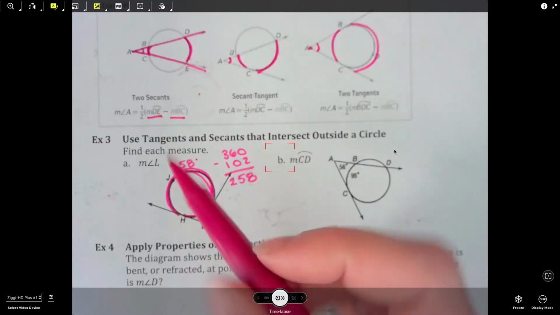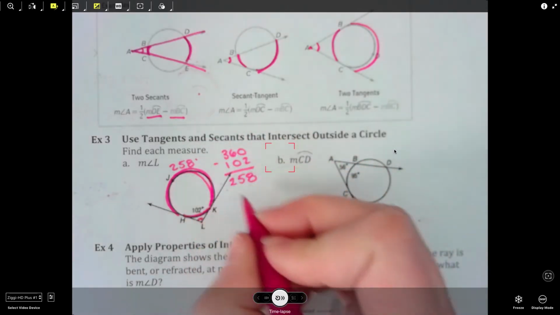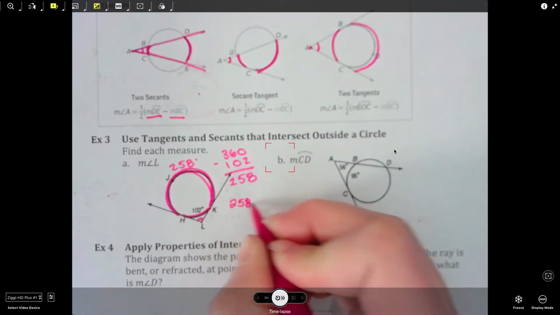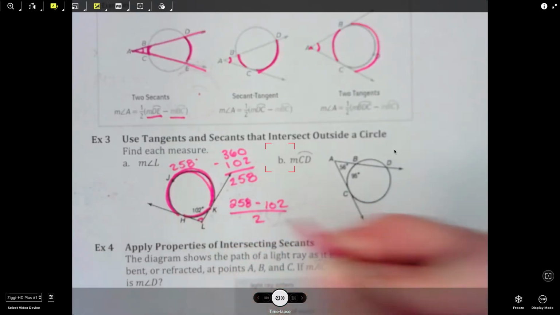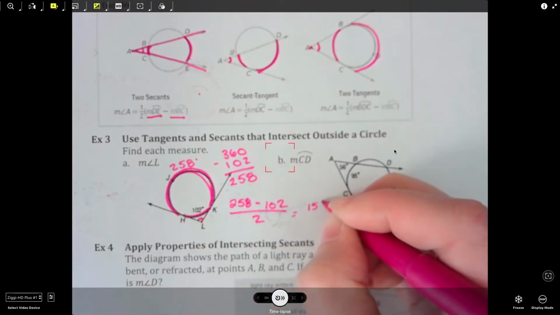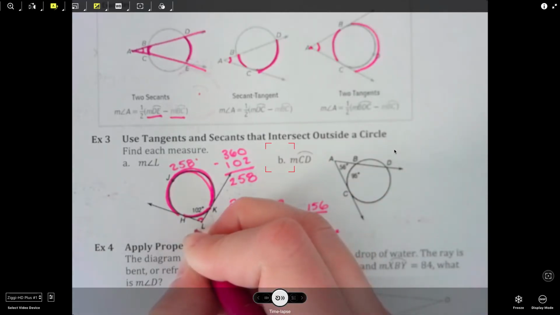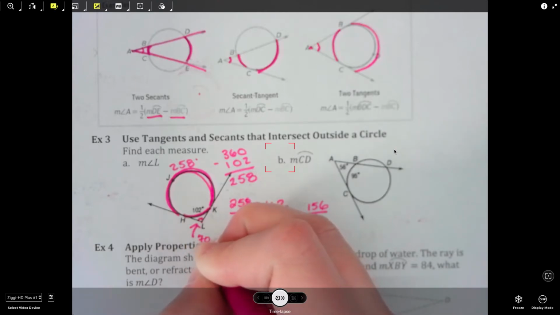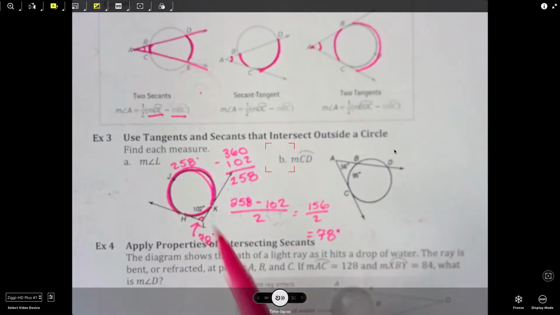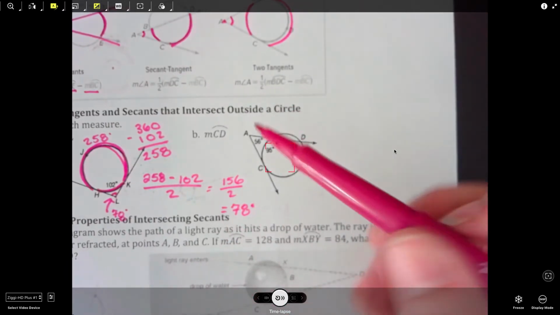And since my vertex, my L, is outside of the circle, I subtract those and divide by 2. So the formula is 258 minus 102 divided by 2. This is 156 divided by 2, which is 78 degrees. So this little L right here is 78 degrees. Okay? When the vertex is outside of the circle, you subtract and divide by 2. Right? Same thing here, but this one's a little tougher.